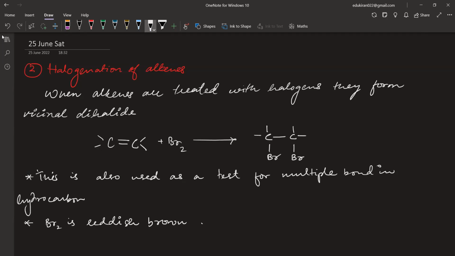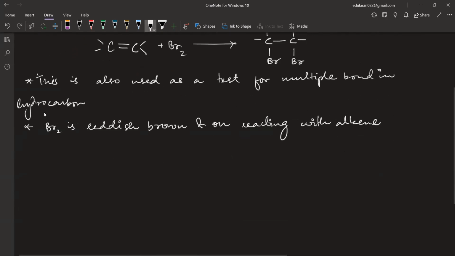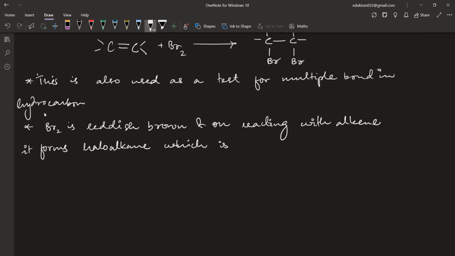Br2 is reddish brown, and on reacting with an alkene, it forms a haloalkane, which is colorless.